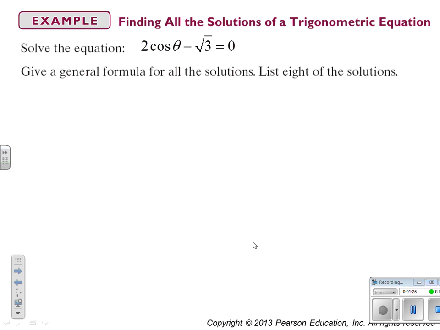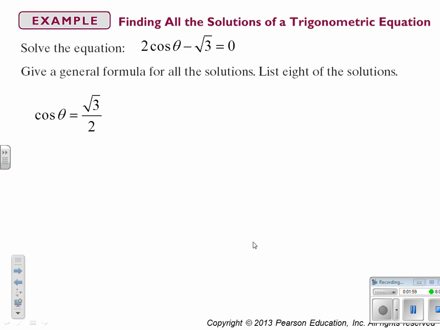So we're going to do the same thing with this cosine. Give a general formula for all solutions. List 8 of the solutions. Okay, so when your domain is not restricted, because cosine is cyclical, when you solve for theta, it's going to hit the cosine periodically. So we're going to give a general formula, and then it's asking for us to list 8 specific ones.